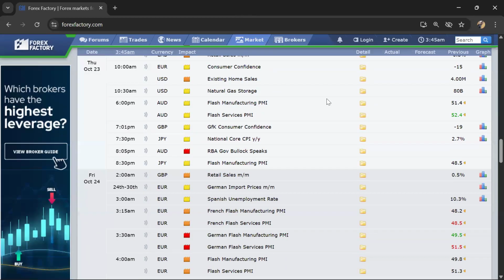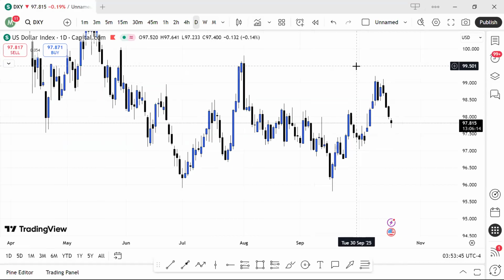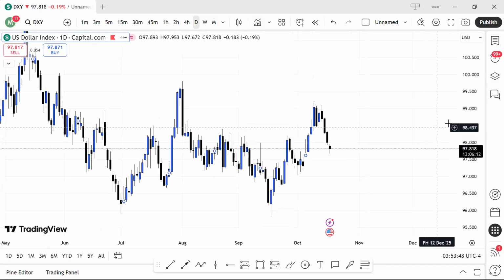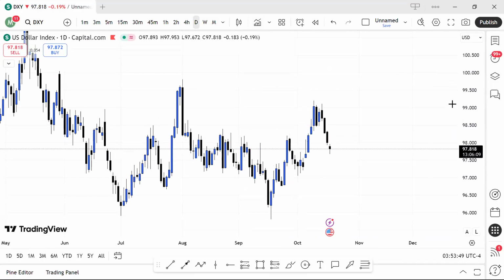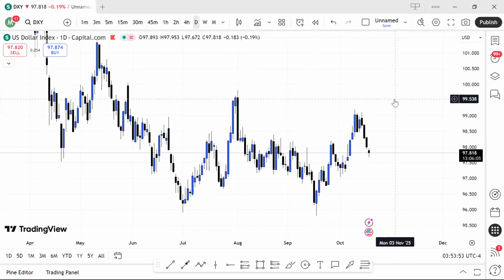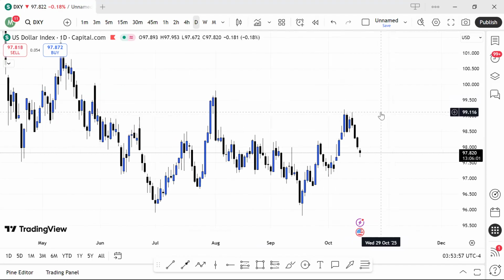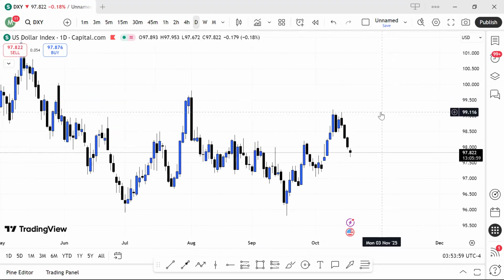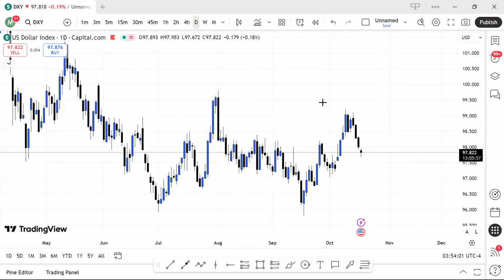So this is the DXY index. So let's take a deep dive analysis on this DXY. And this is going to help us know where the Euro USD, Pound USD, AUD USD, and several pairs are heading in direction.